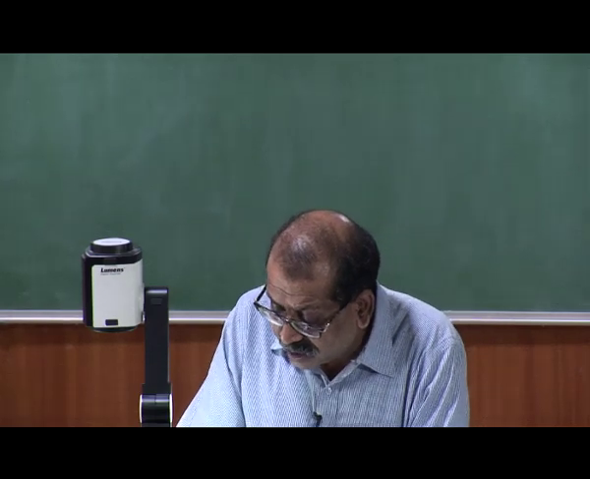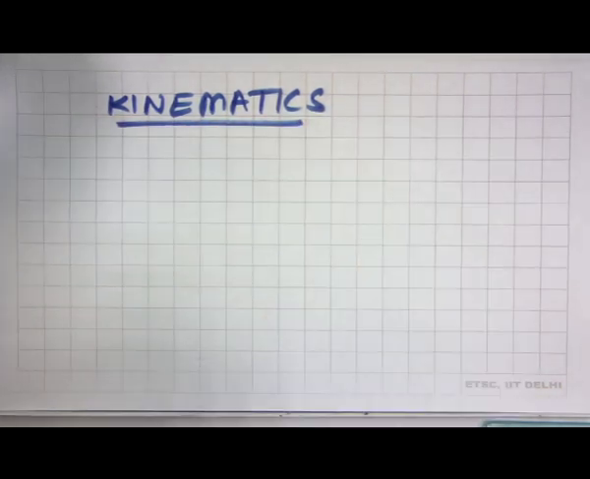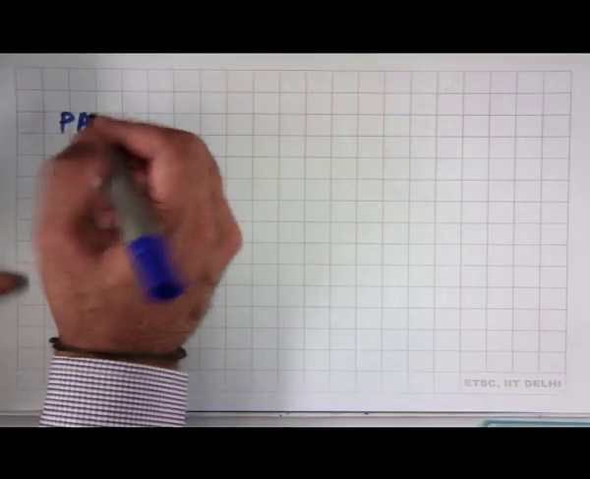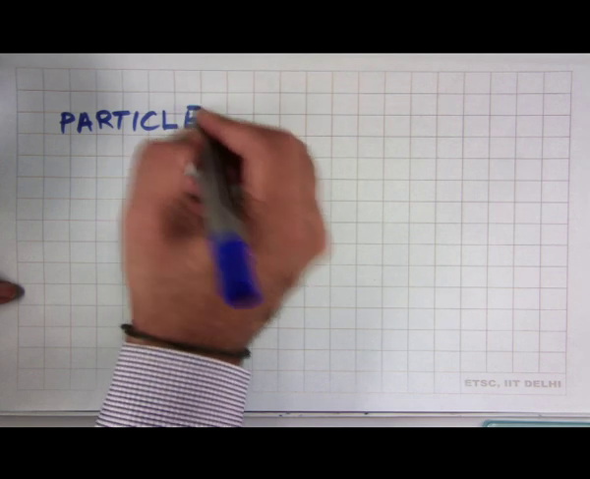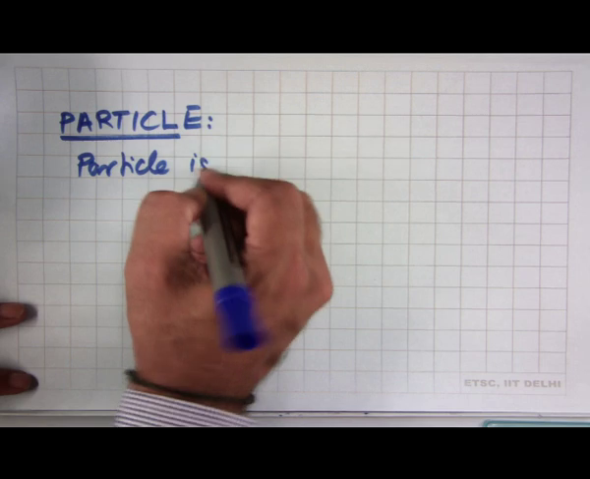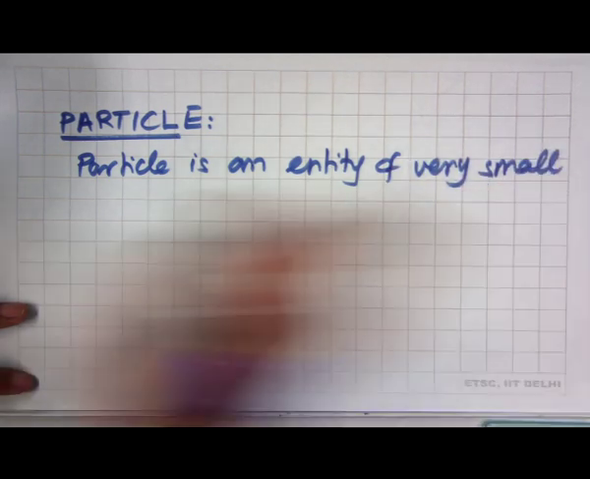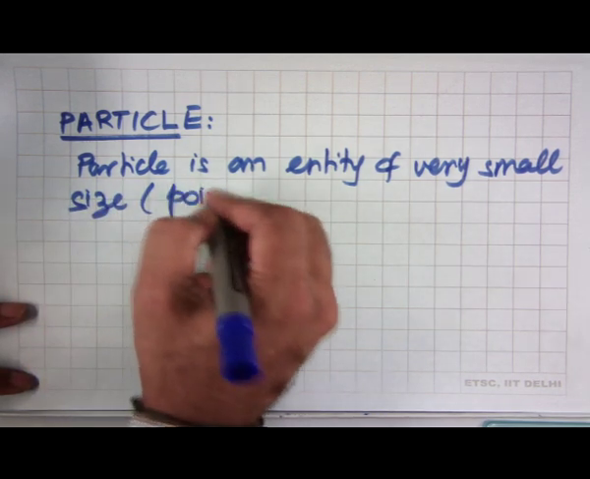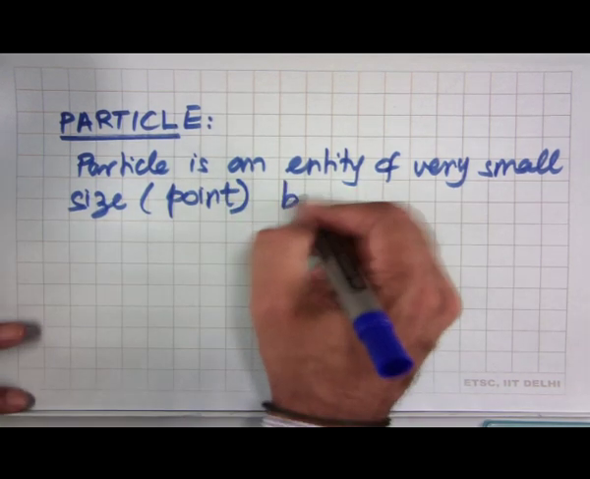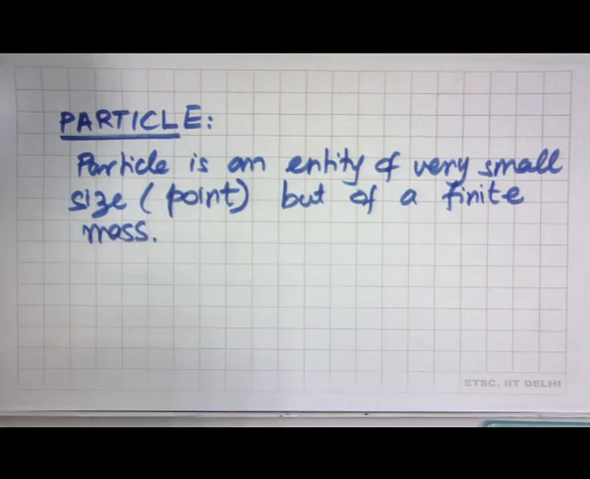Now, we come back to mechanics and physics, and we talk about kinematics. Let us start with the definition of a particle. In our initial discussion on mechanics, we call it particle mechanics. A particle is an entity of very small size, which means we will idealize it to be a point, but of a finite mass. Such an object, we treat as a particle.